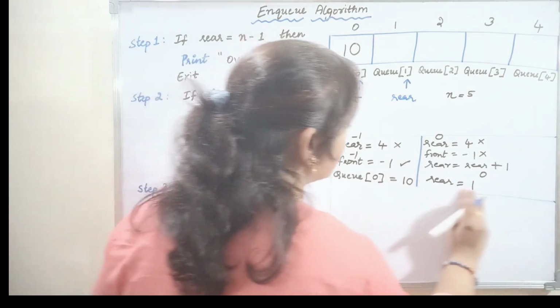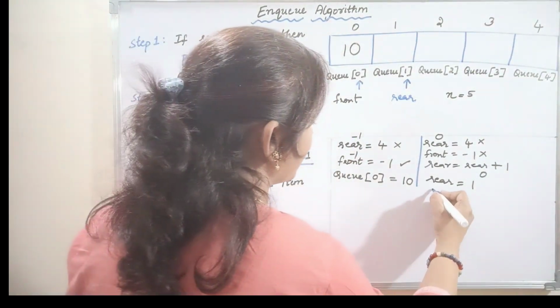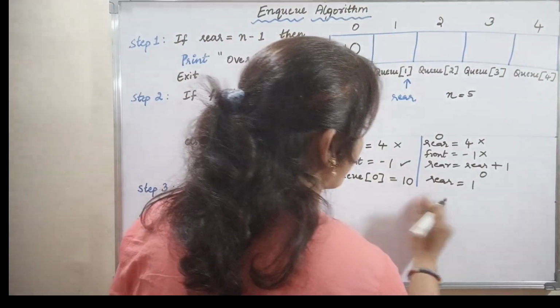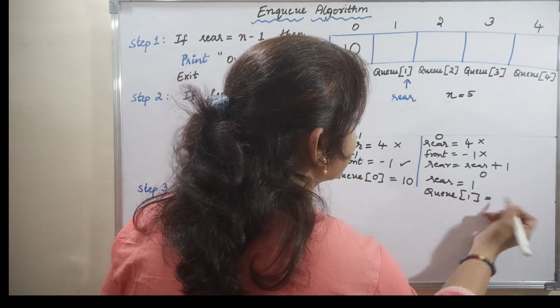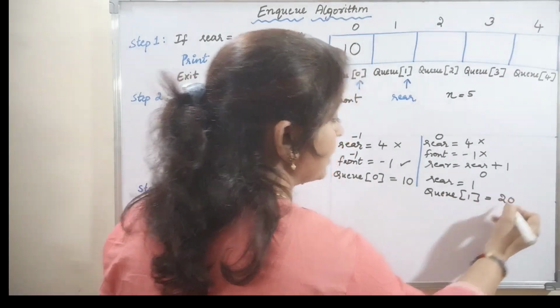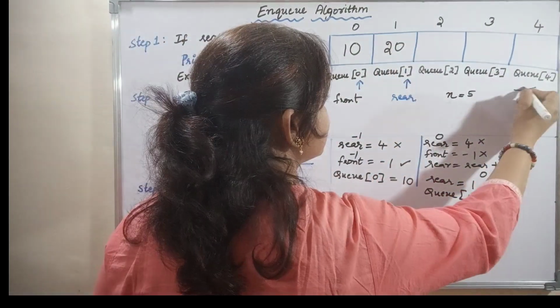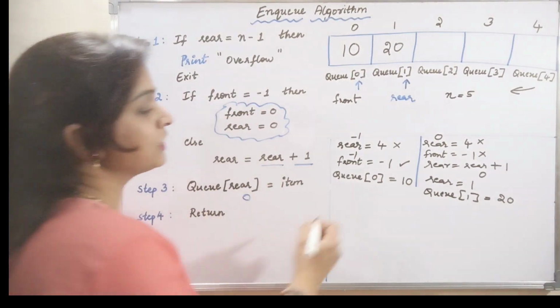Then what should I do? I come to step 3. Then I say Q of rear. Rear means 1. The next item I have taken is 20. So Q of 1, my next item will be inserted. Right? And again return, then check again.